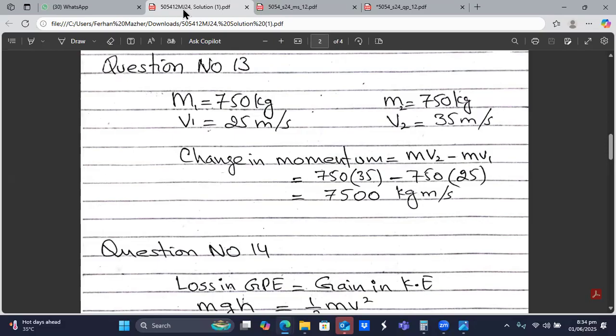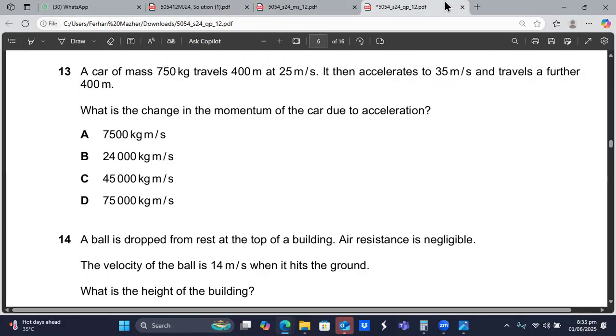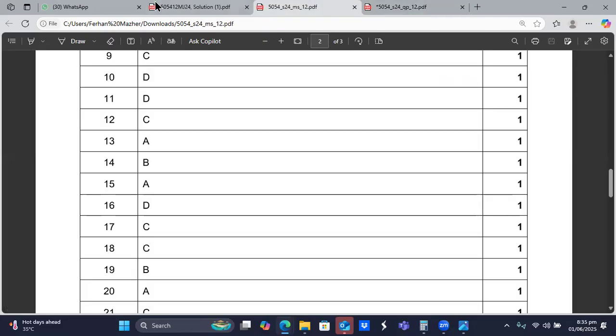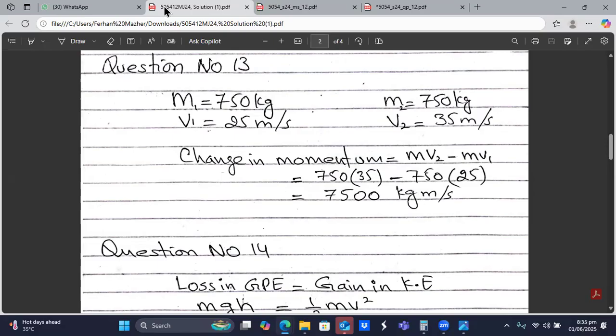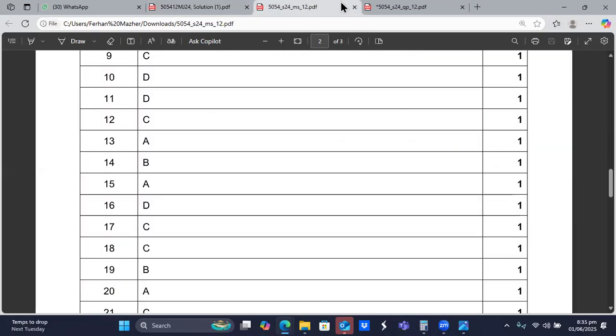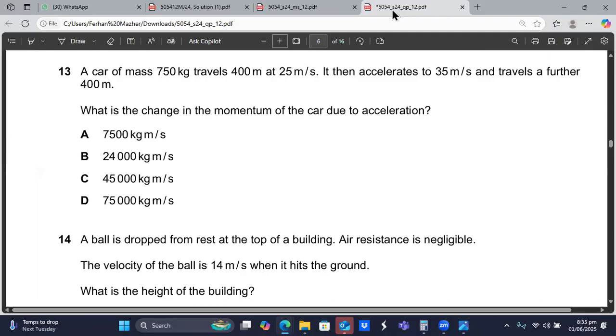So MV2 minus MV1, 750 multiplied 35 minus 750 multiplied 25, and that will give you 7,500 kg meter per second. I think A is the option. Question number 13, A is the right option, sir. This is how this question is done. The initial velocity is given, the final velocity is given, and we know the mass of that car, and we can find out the change in the momentum very easily. I hope you understand. Now we are going to the next question.